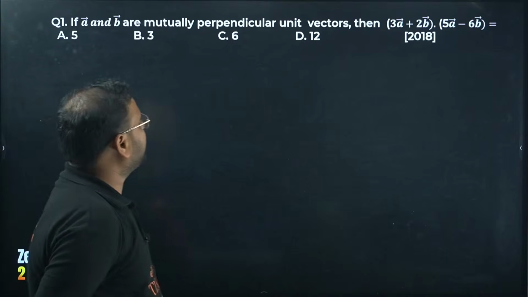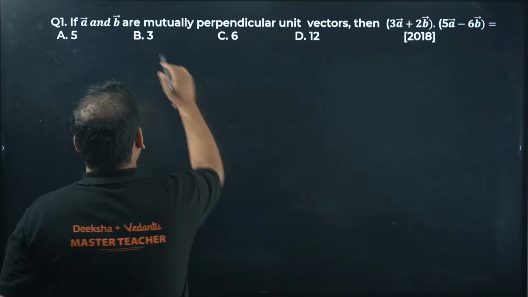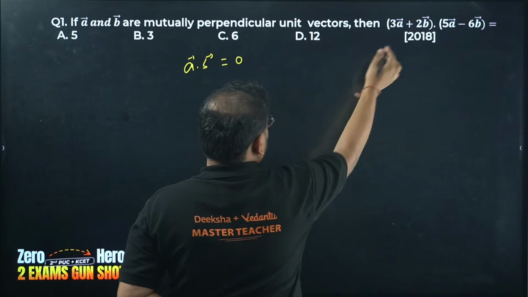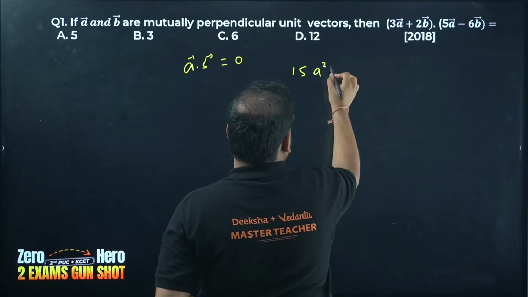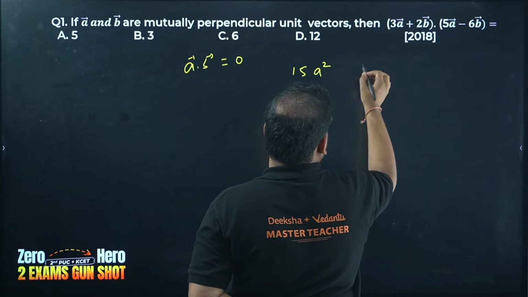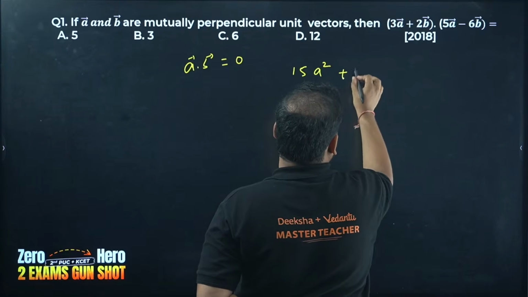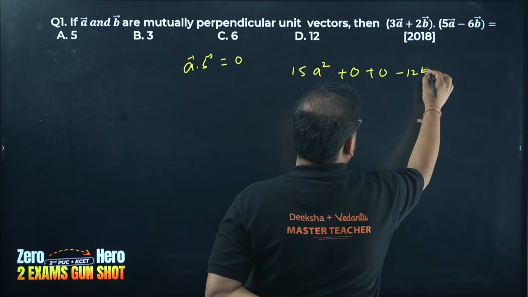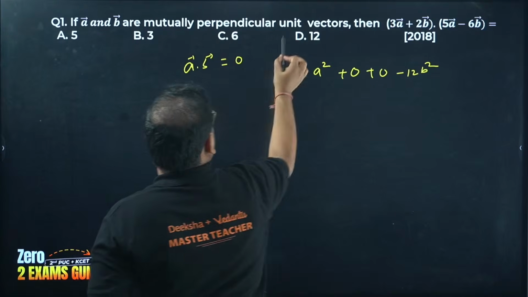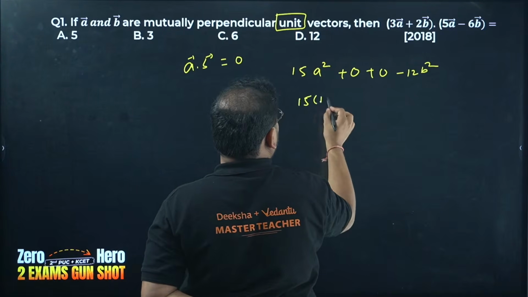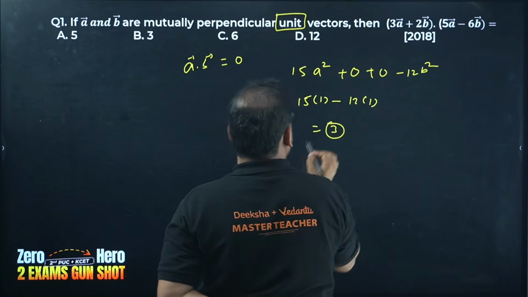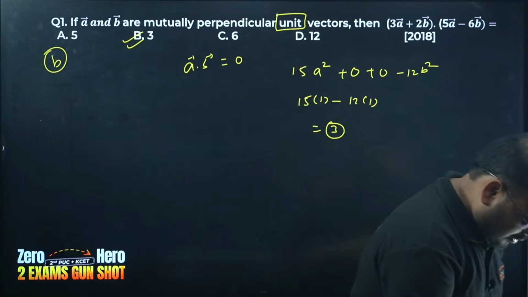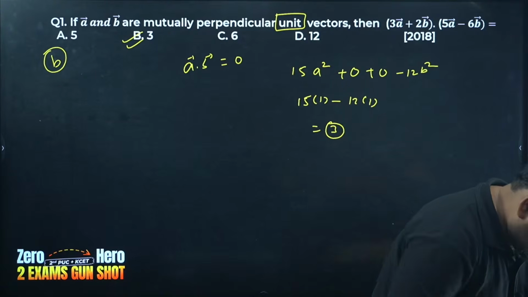A and B are mutually perpendicular unit vectors. Then what is the condition for this? Mutually perpendicular means A dot B is 0. Start from here. You'll get 3 into 5, so 15 A square. 3A into 6B, you get 0 only, because A dot B will be 0. Same with B with A, again 0. Last you'll get minus 12 B square. A and B are perpendicular unit vectors, so it will be 15 into 1 minus 12 into 1. What is the answer? 3. First KCET answer is option B. Good job.